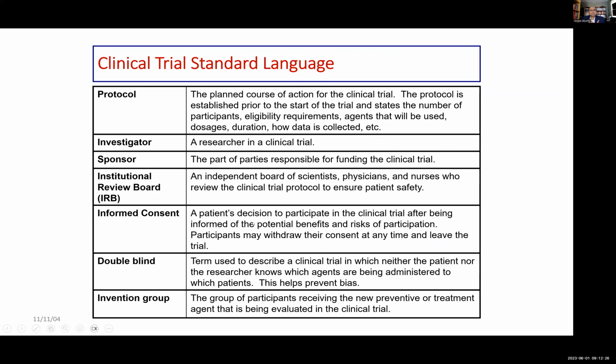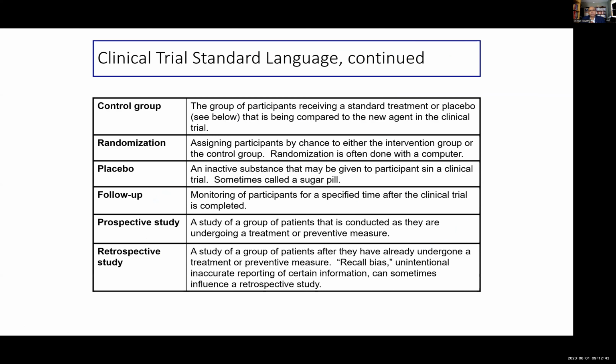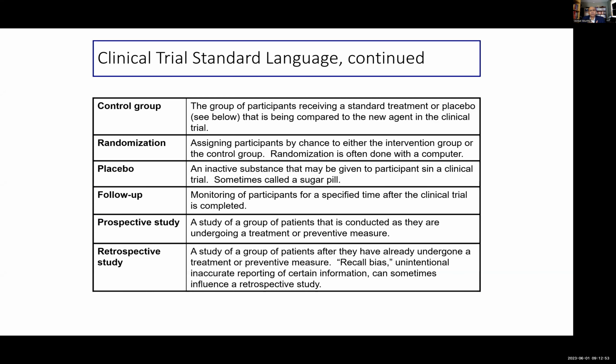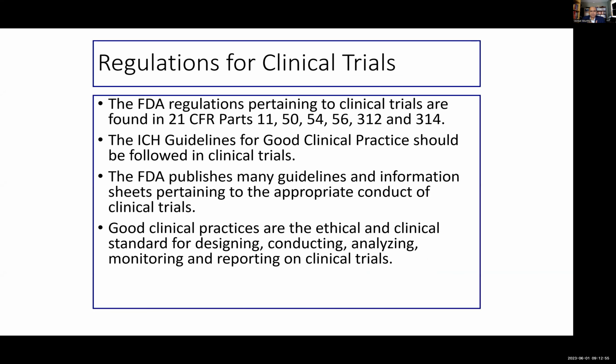Now, suppose for example, when you are going for clinical trials interviews, what is a protocol? What is an investigator? What is a sponsor? IRBs, institutional review board, informed consent. What is blinding, double blind, single blind, intervention groups, control group. What is randomization? What is placebo? Follow-up, prospective study, retrospective studies. See, these are all different terminologies we are going to use in the clinical trials area.